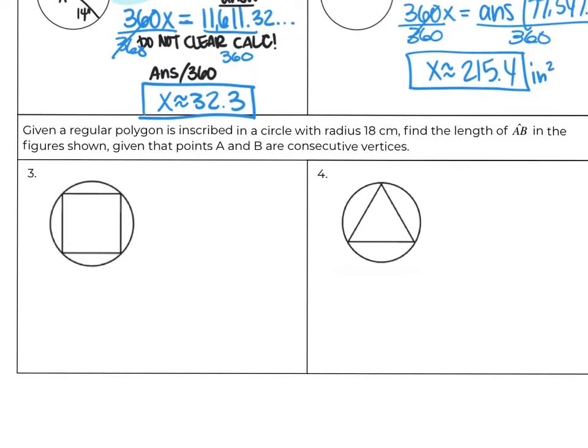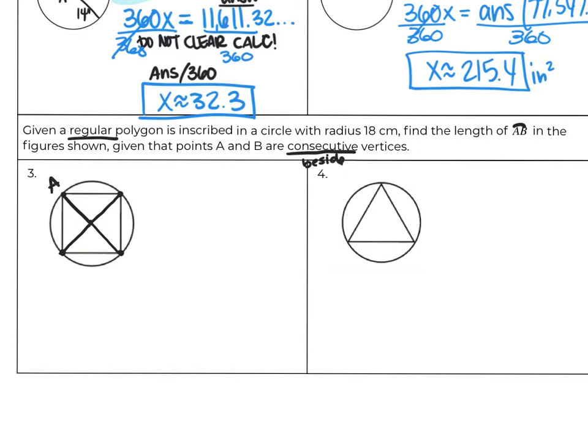Okay, for 3 through 6, it says given a regular polygon, regular just means that all the sides are equal, is inscribed, so that means the vertices of the polygon are on the circle, so they're inscribed angles. And it has a radius of 18 centimeters. So if you remember last unit, we connected from the center to these edges. Then find the length of arc AB in the figure shown, given that points A and B are consecutive, meaning right next to each other in order.